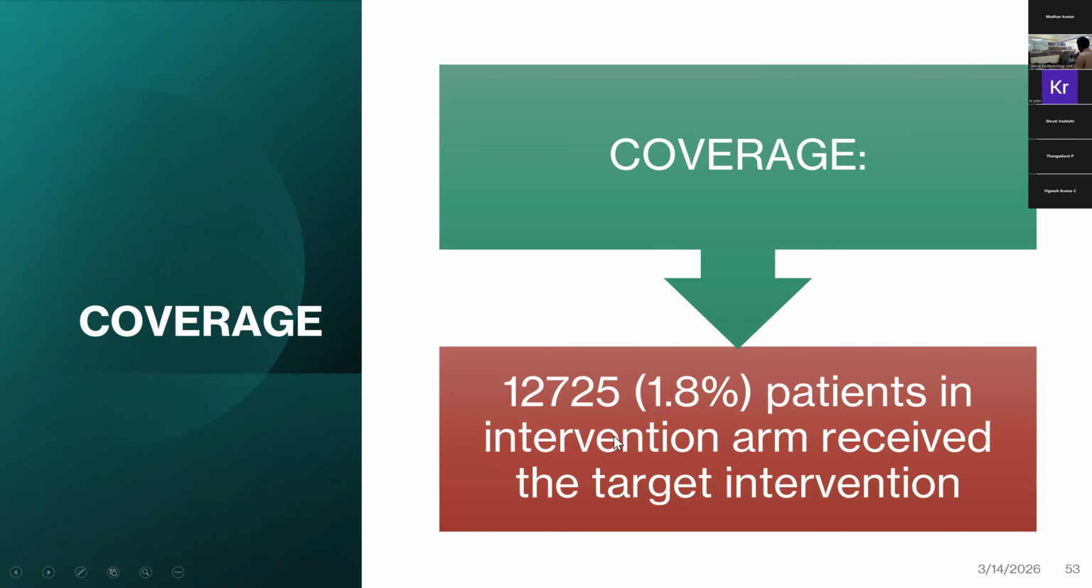So coming to the individual implementation outcomes, first looking at coverage, which is nothing but what percentage of the eligible participants received the intervention per se. We saw in the CONSORT diagram that only about 1.8% of the participants who were eligible to be examined with an AI-based stethoscope actually received the intervention, which is as low as about 1.8%.